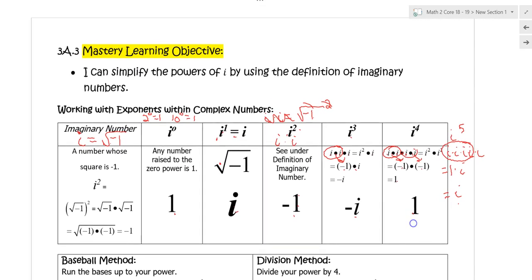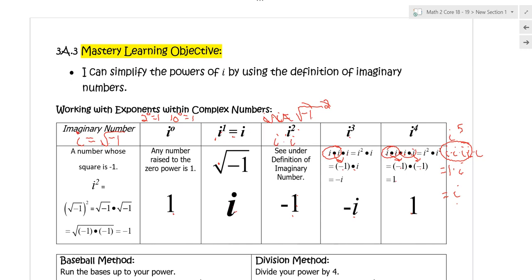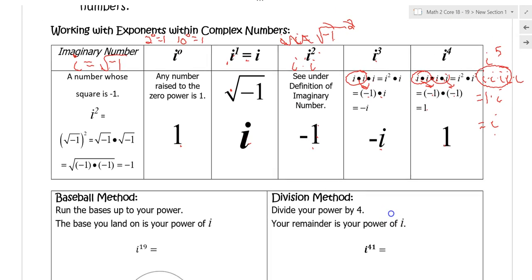Okay? This does have to be memorized. You have to know what the pattern is. If you want to think about it like I did, right? I know that i is just i. i squared is -1. You can kind of work it out when you come to quizzes and tests, or you can memorize it. So those are your options.